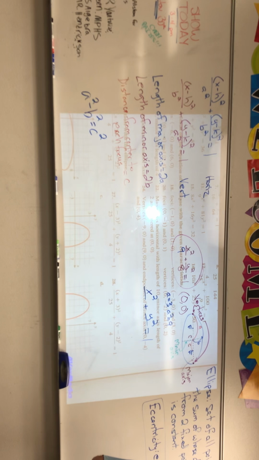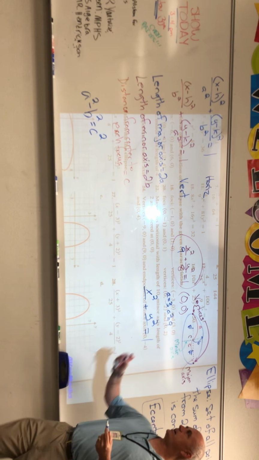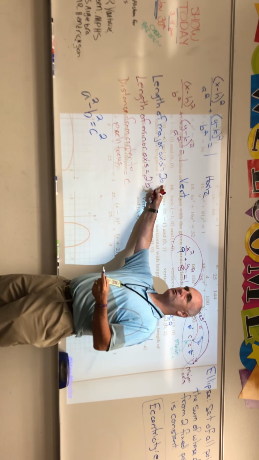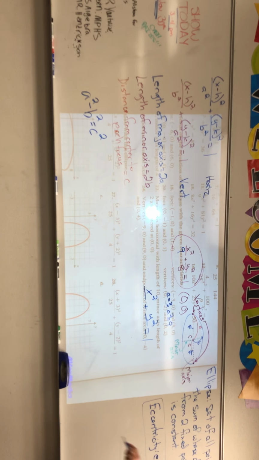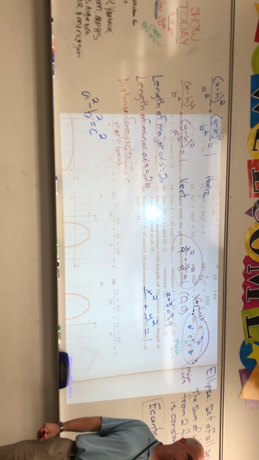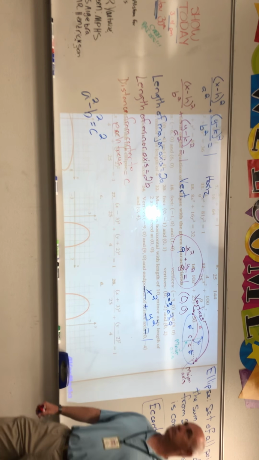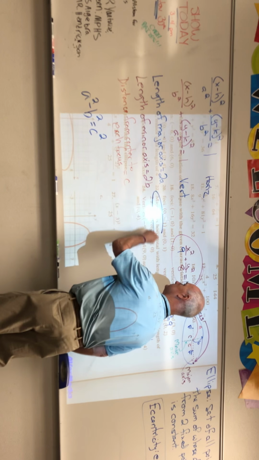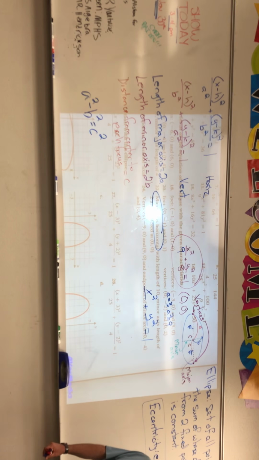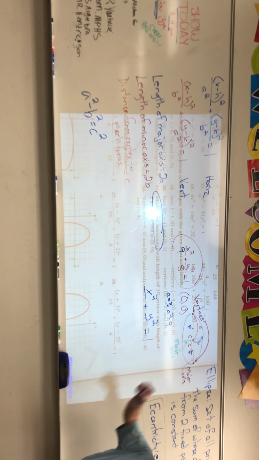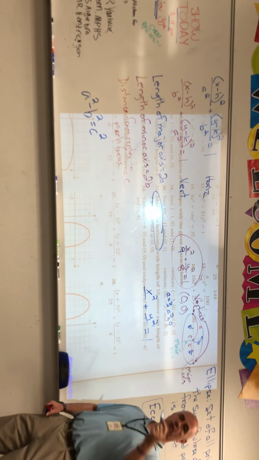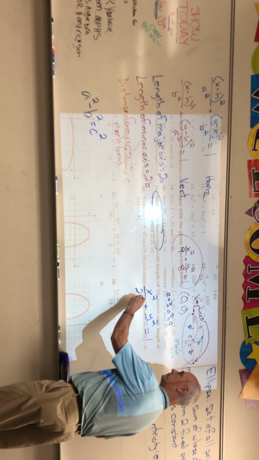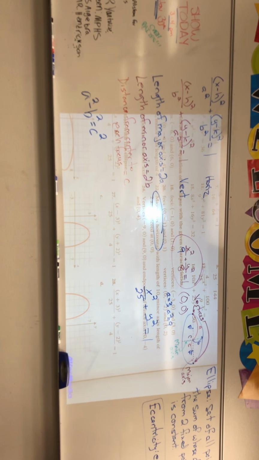a is 5. Why is a 5? Because the length of the major axis is 10. And the major axis is 2a, so a is 5, which makes a squared 25. Now, where does it go? What is that telling us? It's horizontal. The ellipse is horizontal, which means that a goes under x, so 25.